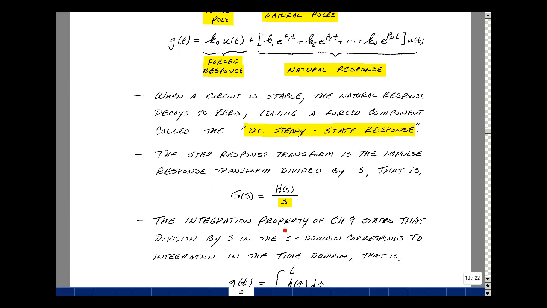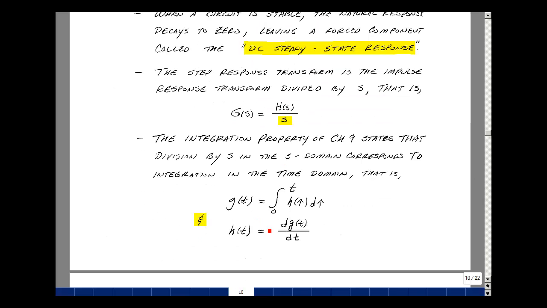Now we could use the integration property of Chapter 9, which states that the division by s in the s domain is the same as integration in the time domain. In other words, g(t) is equal to the integral of h(tau) d tau from 0 to t. Or we could differentiate both sides of the equation and then get that the derivative of g(t) is equal to h(t).